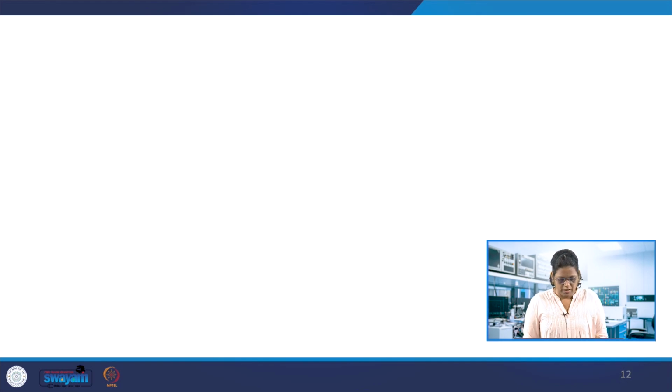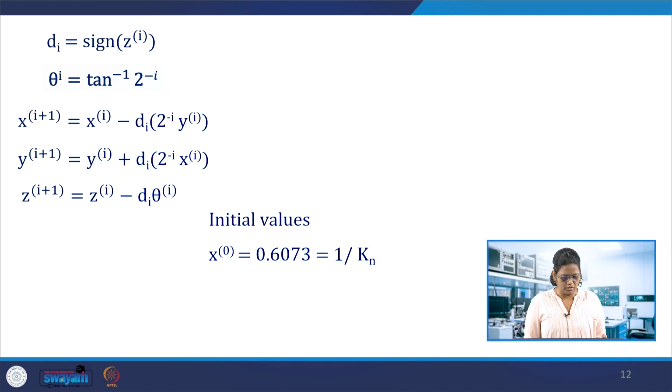If we assume di, let us look at how we are going to do this. di is nothing but the sign of zi, so it is going to be either plus or minus, and then theta i is tan inverse of 2 power minus i. So it should be pushed here. These are the three equations we had given, which we are going to use for the computation.